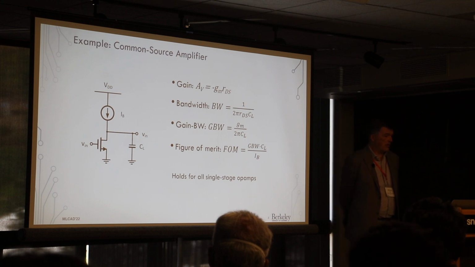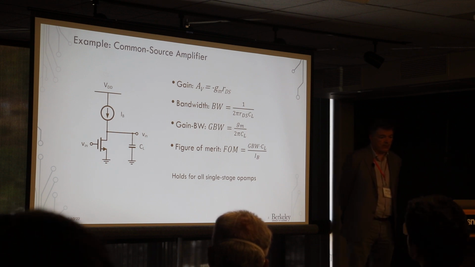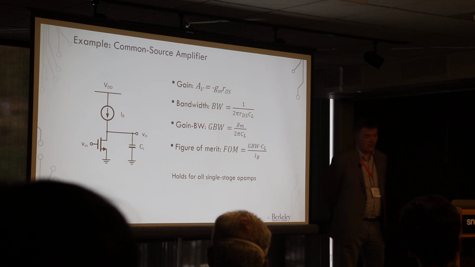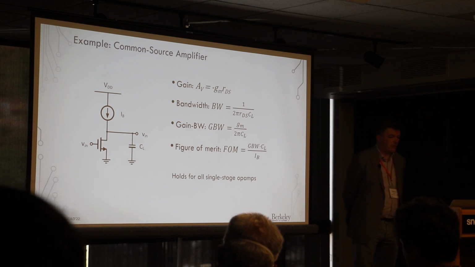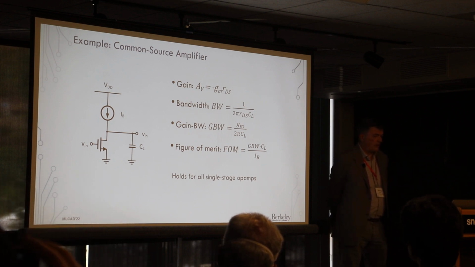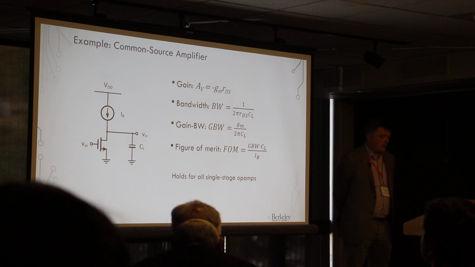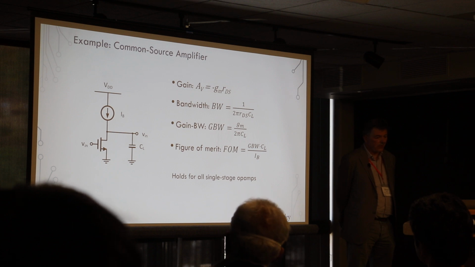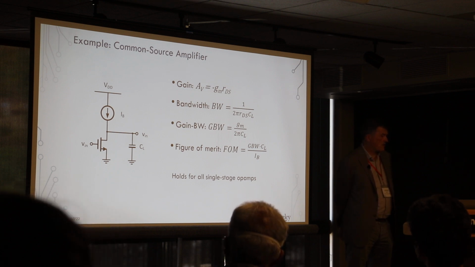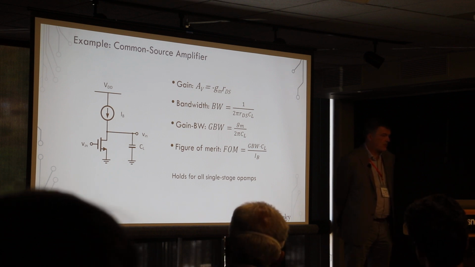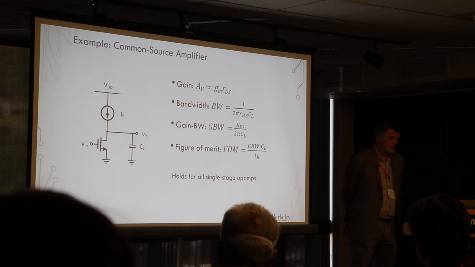And take a look at the very basic example of a common source amplifier. The gain is very well defined. It is gm RDS. Bandwidth is set by the RDS and capacitive loading. Gain bandwidth is something that, really, what the designer has a choice there is gm. Everything else is set for them.